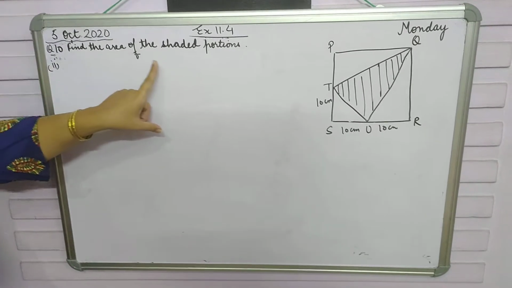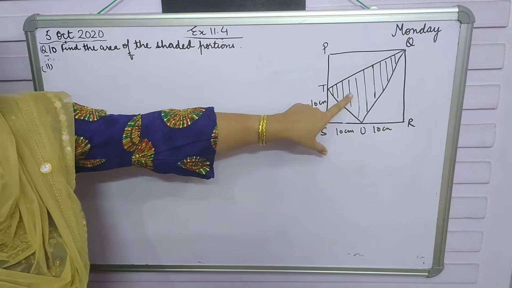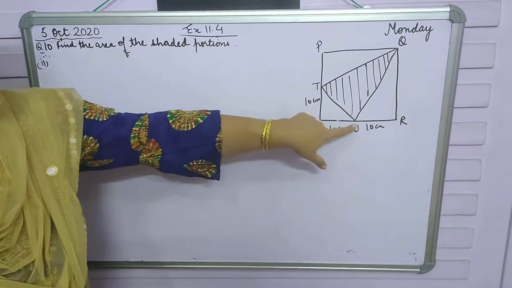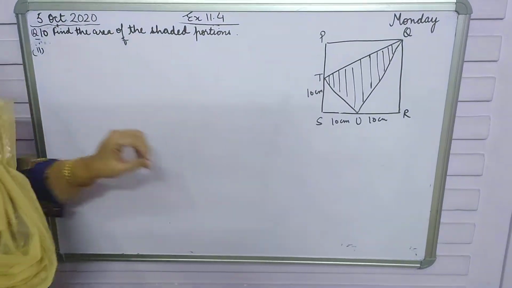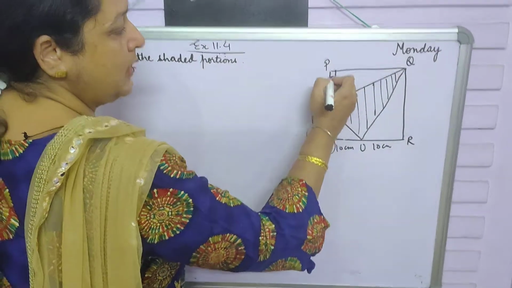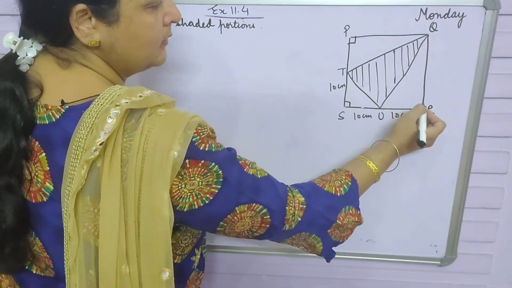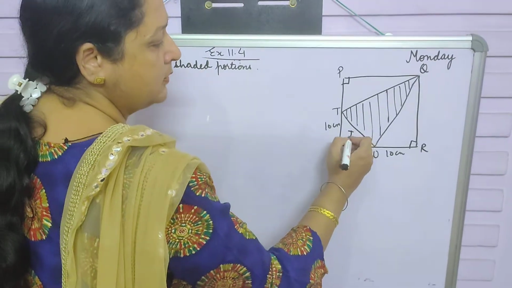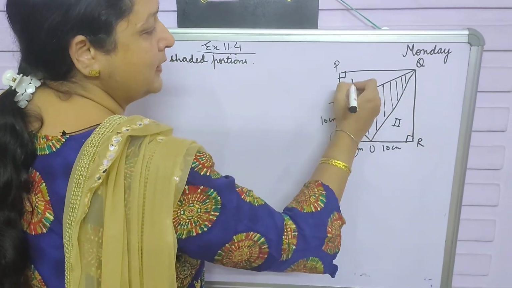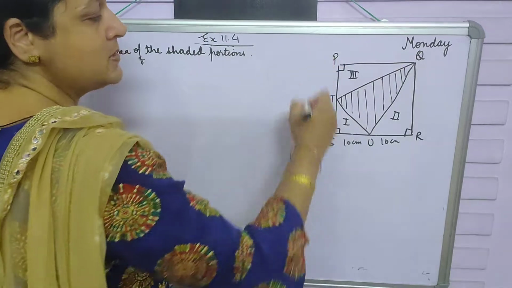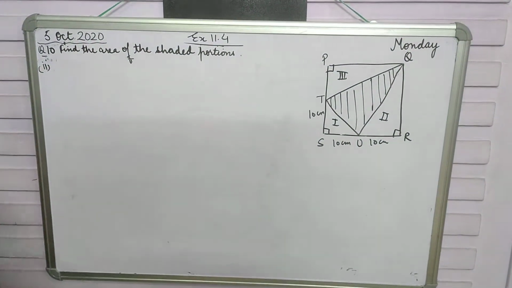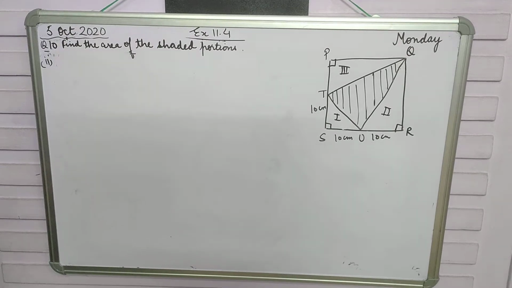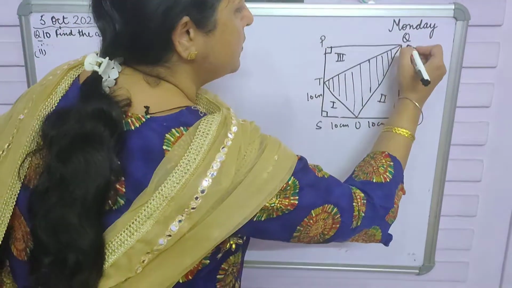Again in the second part, we have to find the area of this shaded portion. Though this is a triangle, we are not given any dimension of it. So what we are going to do is find the area of these three right angled triangles and subtract it from the area of the square.